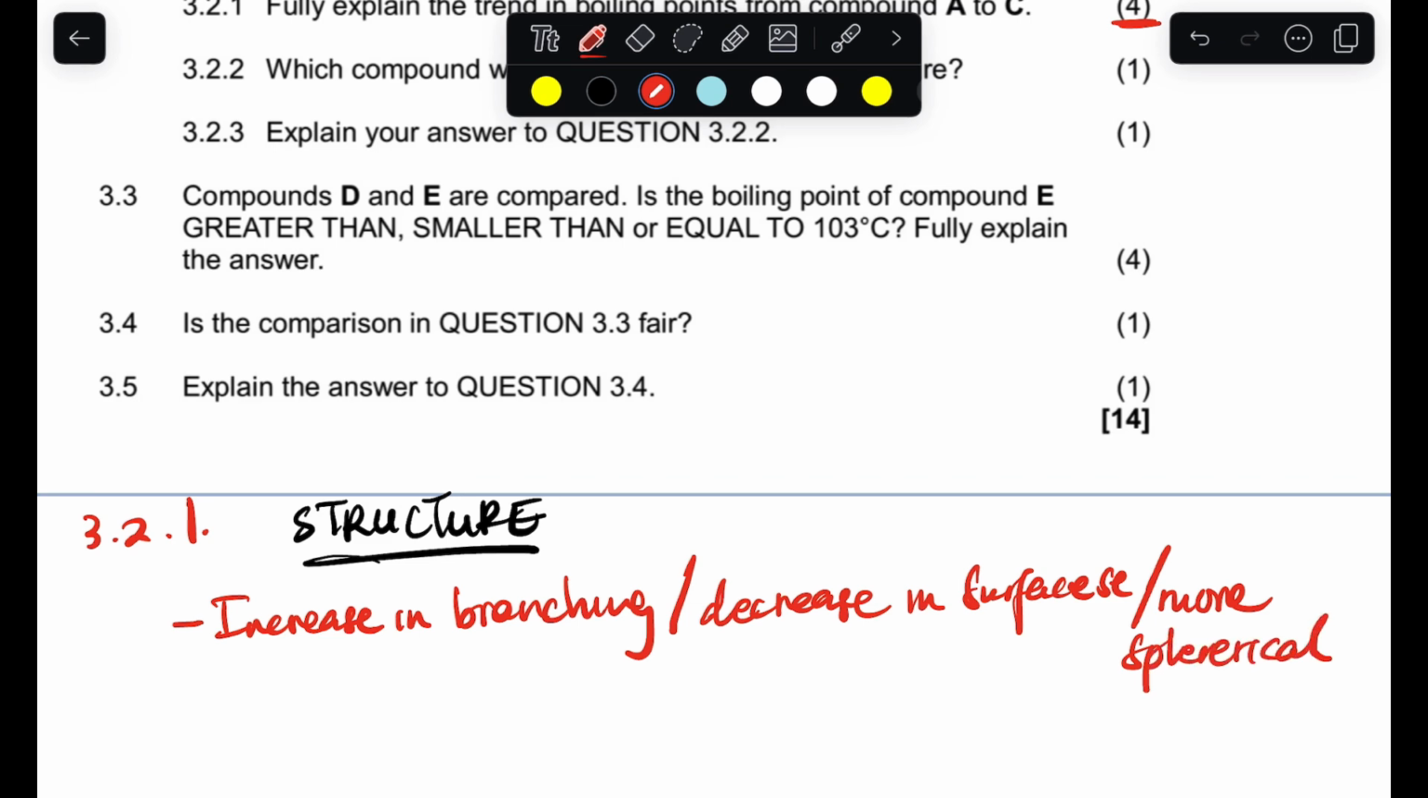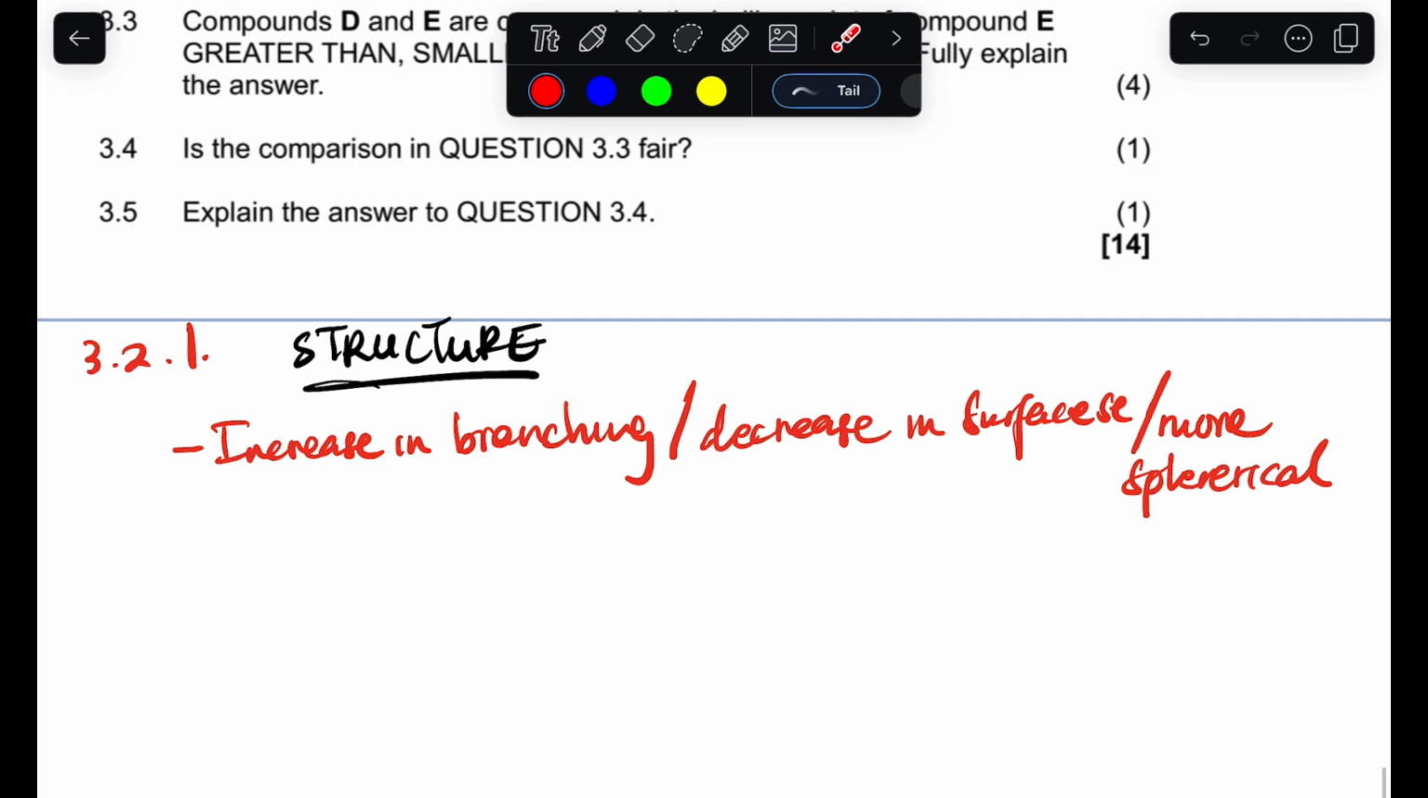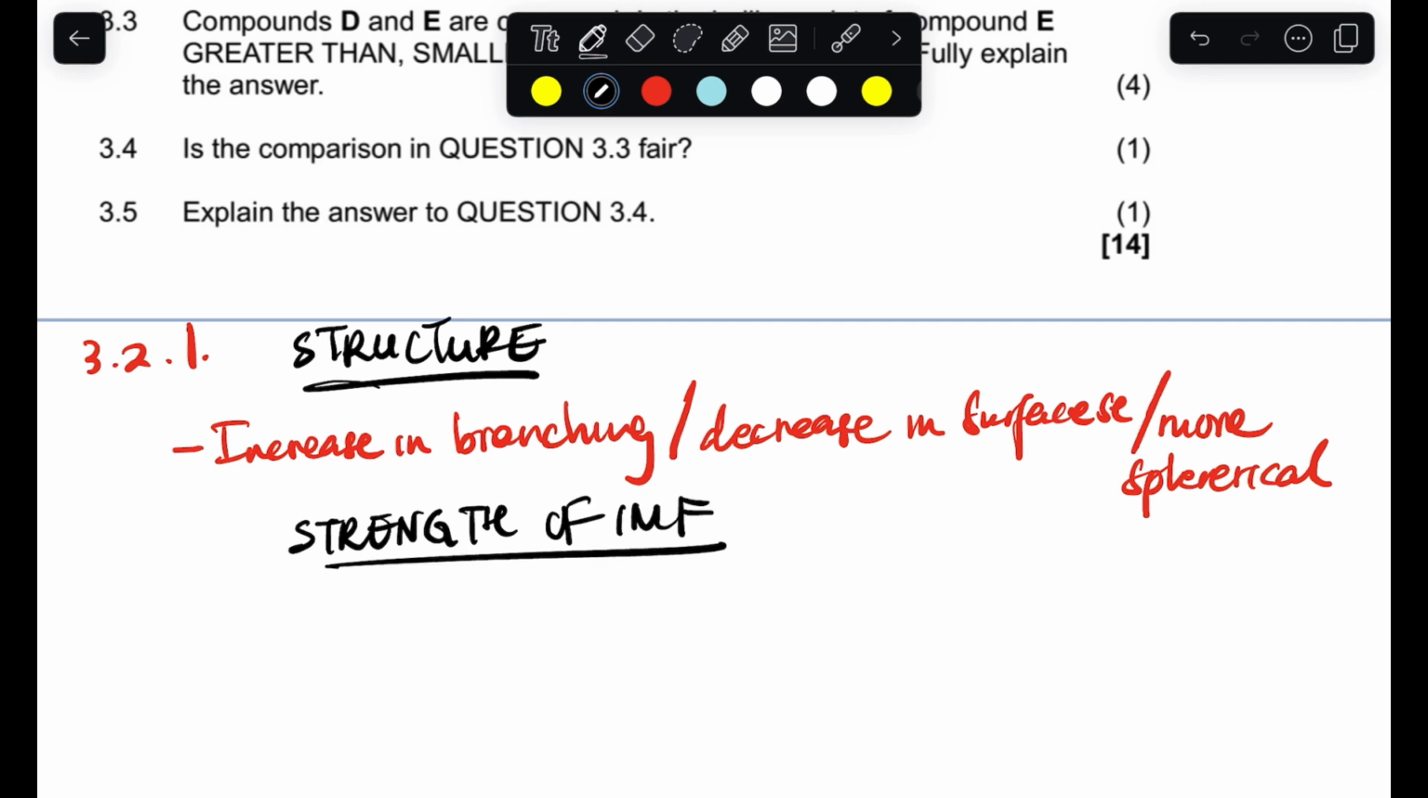More spherical. I'm not sure if I write it that, but stick to these ones, guys. Stick to these ones. They are more easy. All right, 1 mark. And another mark, what are you going to talk about next? You need to talk about the strength of intermolecular force. Strength of IMF, right? Strength of IMF.